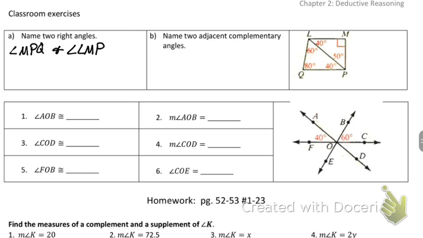All right, name 2 adjacent complementary angles. So they need to be adjacent, and they need to be complementary. Can someone name 2 angles that are adjacent and also complementary? Yeah. QPL. And? LPN. Yeah, perfect. So QPL.